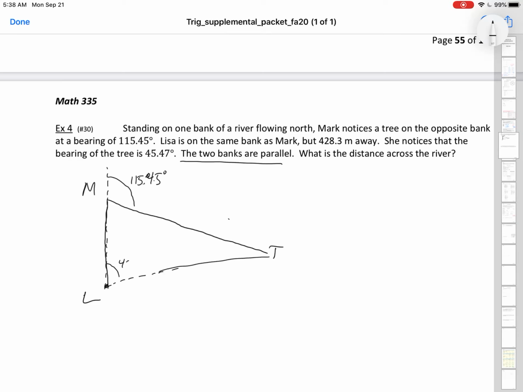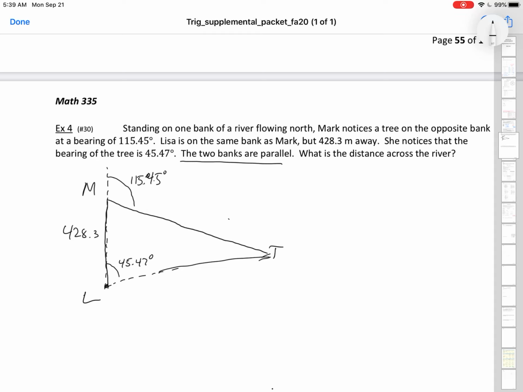So this is 45.47 degrees. Right, that's her bearing. So we have to make proper use of bearings here. We do know one of the angles of the triangle, and we know that they are 428.3 meters away. Okay, and they want to know, the two banks are, what is the distance across the river?